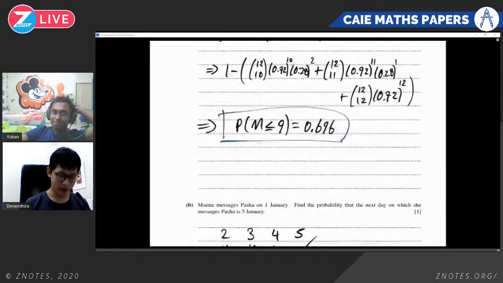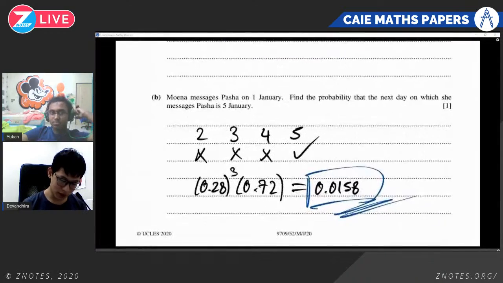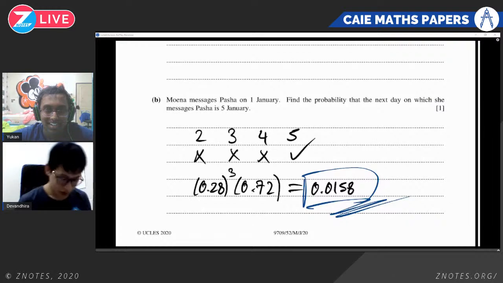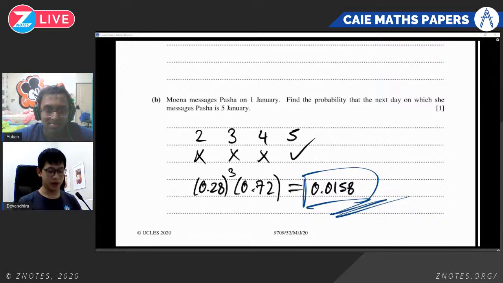Right. So, next question. Mona messages Pasha on 1 January. Find the probability that the next day on which she messages Pasha is 5 January. It's just 1 mark. This should be easy. So, on 1st January, she messages.